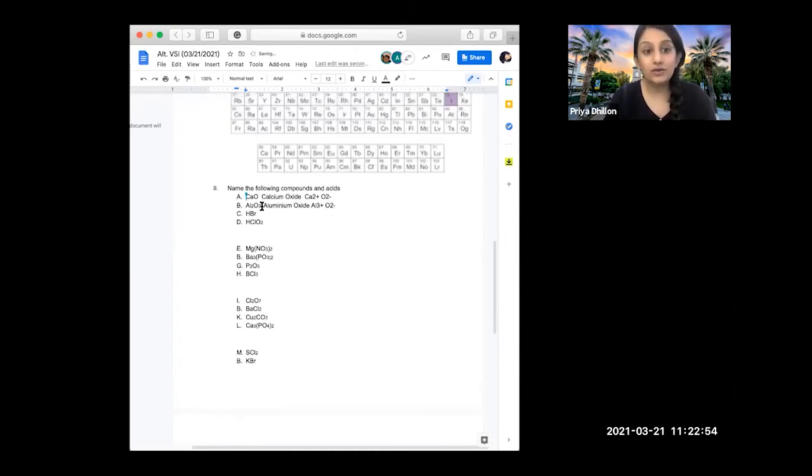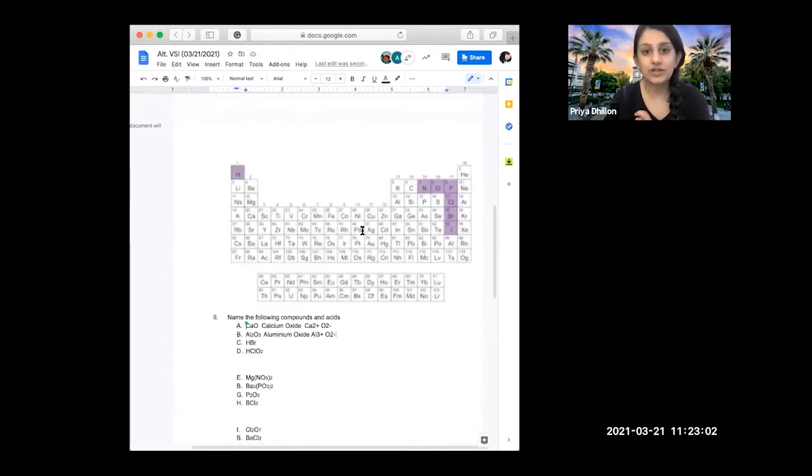You can either look at the switching to make sure what the charge is, or you can just go to your periodic table and see what the charge is.